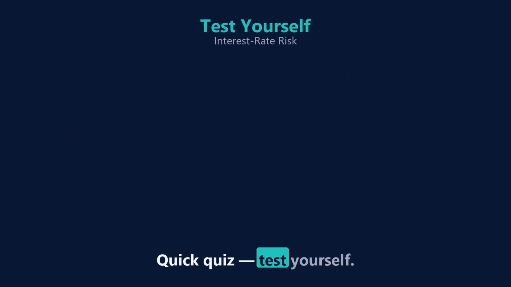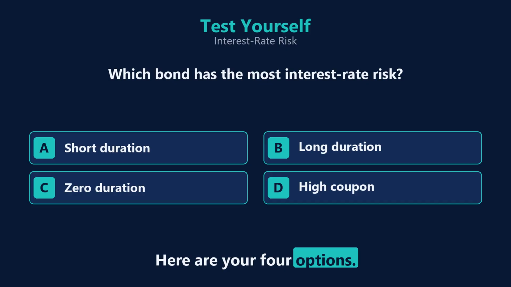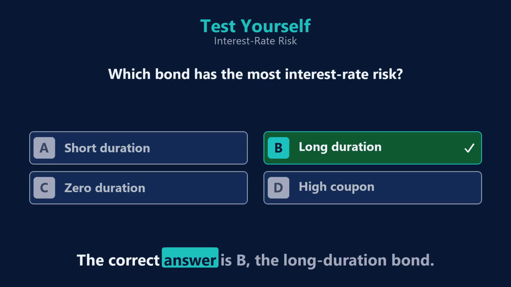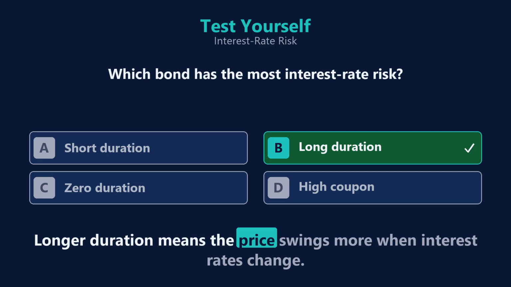Quick quiz, test yourself. Which bond carries the most interest rate risk? Here are your 4 options. Pause the video and solve it now. The correct answer is B, the long duration bond. Longer duration means the price swings more when interest rates change.